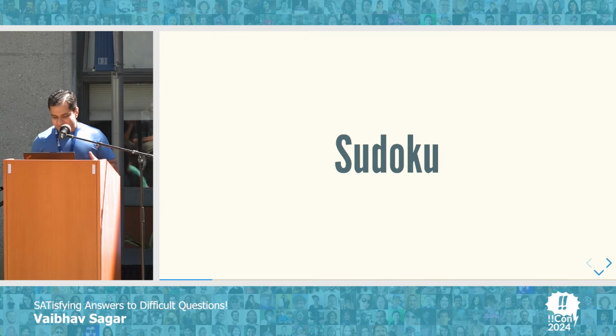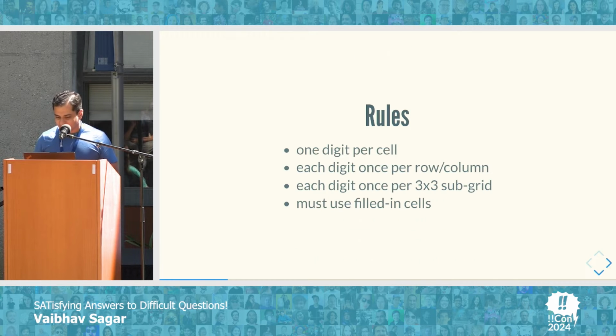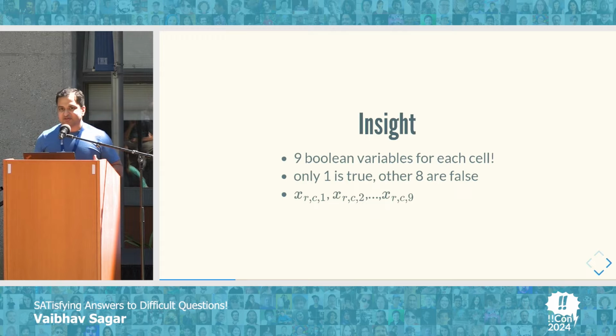So for an example, let's look at Sudoku. I'm sure most of you have seen a Sudoku before, but just in case, this is what one looks like. The rules are pretty straightforward. In a Sudoku, especially the kind that we solve on paper, there's one digit per cell, and each digit occurs once per row and once per column and once per grid. And whatever solution you come up with has to use the cells that are already filled in.